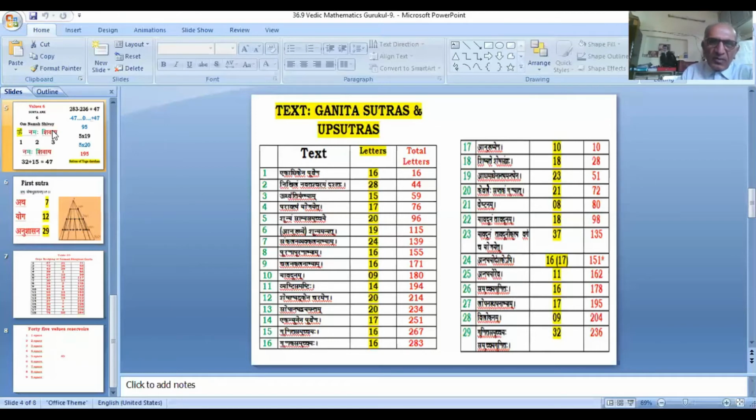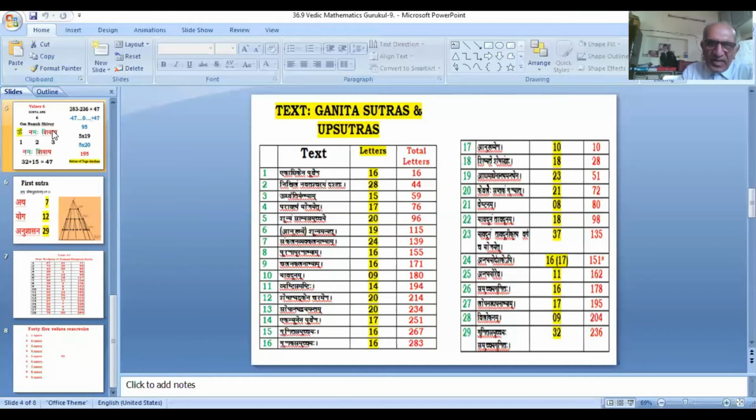In the second column is tabulated the text of these 16 sutras and 13 upsutras. In column 3 is mentioned the number of letters of the text of corresponding sutras and upsutras. In column 4 is a sequential reach of total letters up till this stage. Say at the initial stage, first sutra leads to value 16. So in the fourth column, the value remains 16.